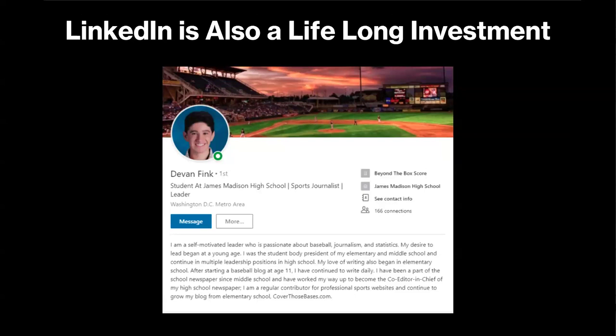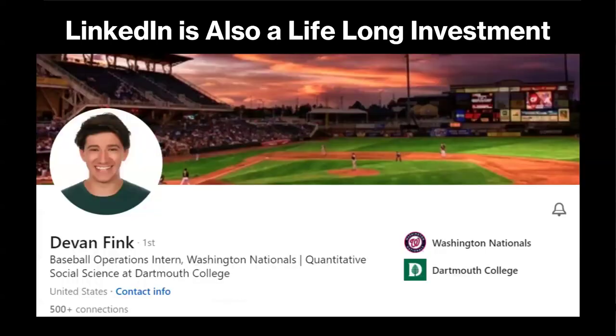This student we work with, you can see it's a little dated version of LinkedIn. I worked with him probably about 6 years ago, and he loved baseball and he wrote about it. He had his own blog, coverthosebases.com, and we helped him build this LinkedIn, and it connected to his blog, and it showcased his analysis and his writing skills. He invited the schools that he applied to look at it, and they did, and he got accepted into Dartmouth, where he majored in data analytics, quantitative social science, and he kept his LinkedIn up to date.